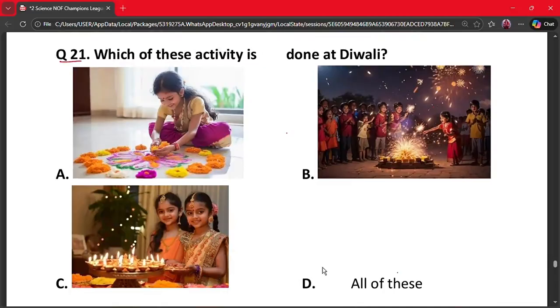Question number 21. Which of these activities is done at Diwali? A, B, C or D? The correct option is option D. Why? Because we make rangolis, we fire crackers and we also light diyas. So the correct answer is option D.